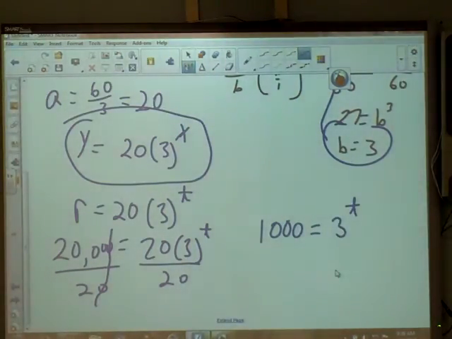All right. This is exponential form. I'm trying to solve for an exponent. What do we do when we're trying to solve for an exponent? Put it in log form. Very good. So I would say the log base 3 of 1,000 is equal to t.